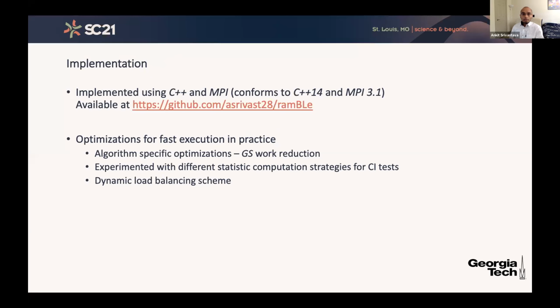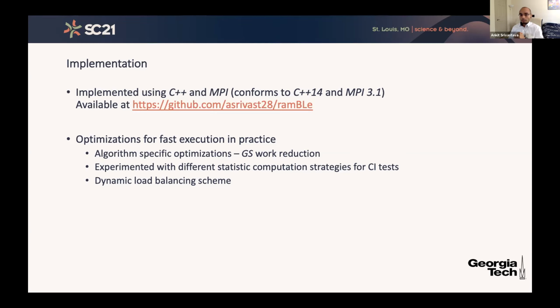With that algorithm, we implemented it. Obviously, we wanted to have a good implementation as well. Just having a good parallel algorithm doesn't suffice. So we implemented it using C++ and MPI, and the implementation is available on GitHub. We also implemented a bunch of optimizations for fast execution in practice, which included some algorithm-specific optimizations for GS, which we'll see the effect of in a minute.